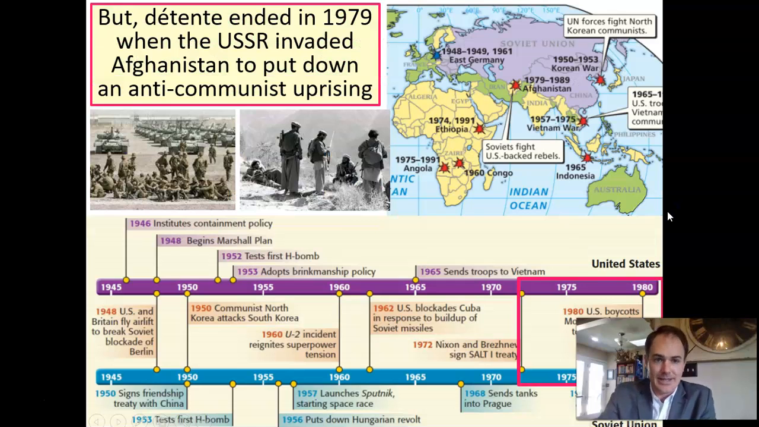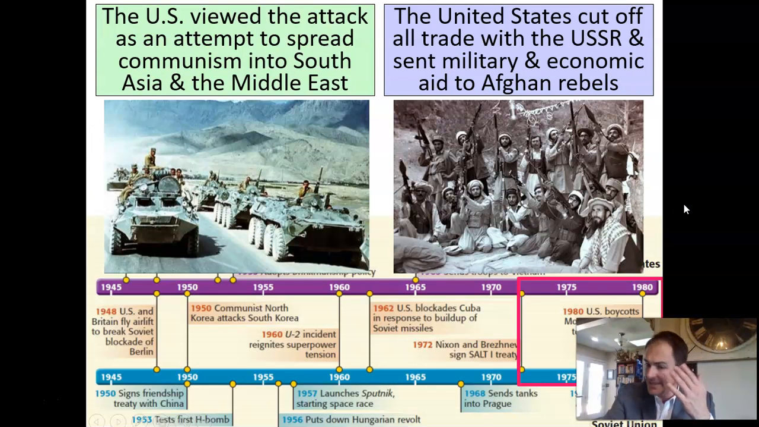And then in 1979, things changed when the USSR, Soviet Union, invaded Afghanistan to put down an anti-communist uprising. Afghanistan is a landlocked country here in Central Asia that borders the Soviet Union, but also countries of Iran. Right? The U.S. again seized the attack as an attempt to once again spread communism into South Asia and the Middle East, and it returns to its more traditional, or at least previous, policy of containment.